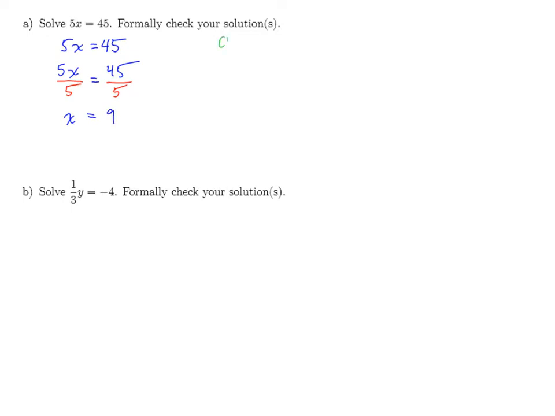To formally check our answer, we will replace x with 9 and see if that makes the equation true. So 5 times 9 is what we get on the left side, and we're going to ask ourselves, does that equal 45? And indeed, the left side is 45, so the number 9 makes that equation true.